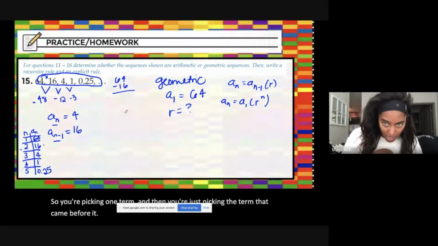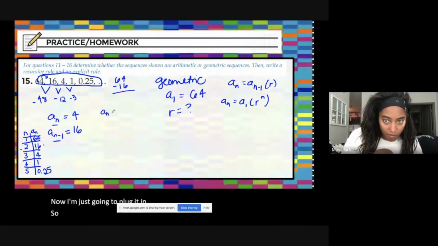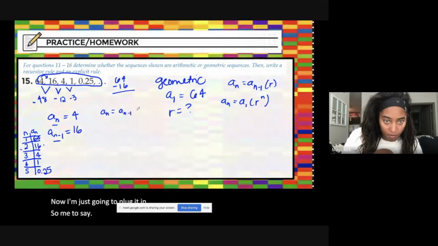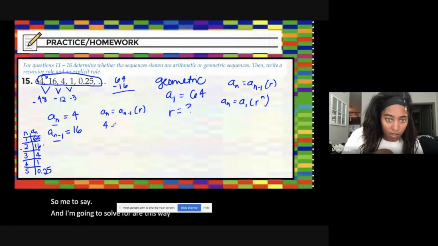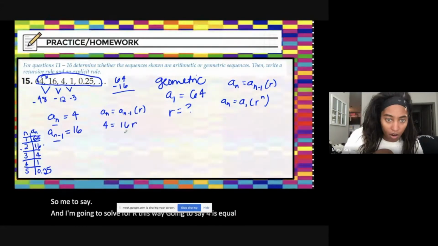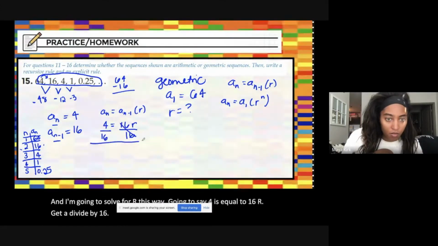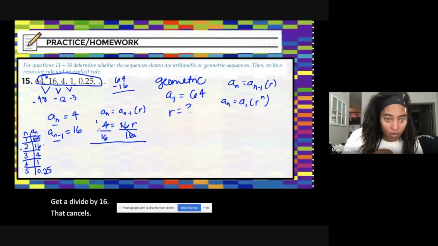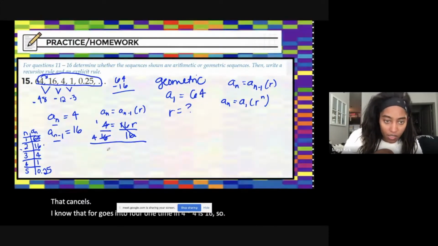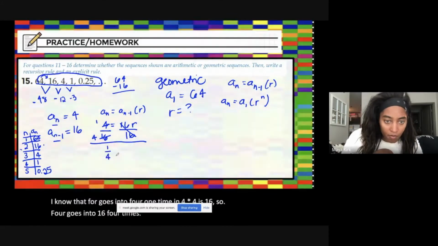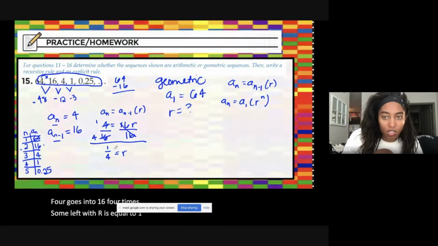Now I'm just going to plug it in. Okay. I'm going to solve for r this way. I'm going to say 4 is equal to 16r. Got to divide by 16. That cancels. I know that 4 goes into 4 one time, and 4 times 4 is 16. So 4 goes into 16 4 times. So I'm left with r is equal to 1/4. And that's all I need to know to solve this problem.